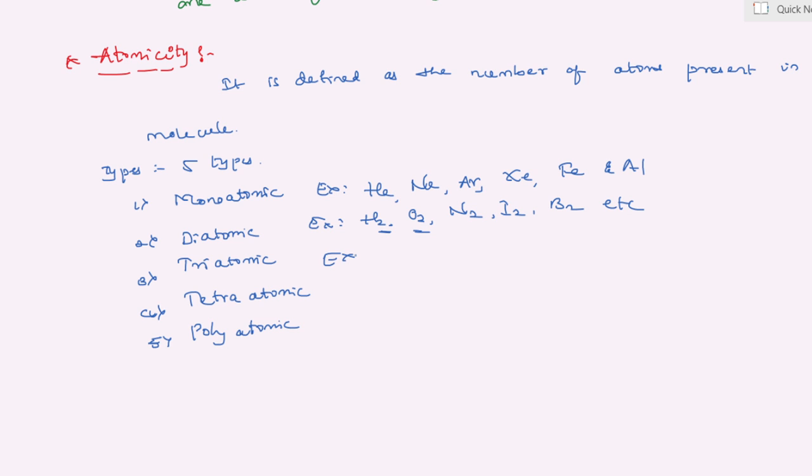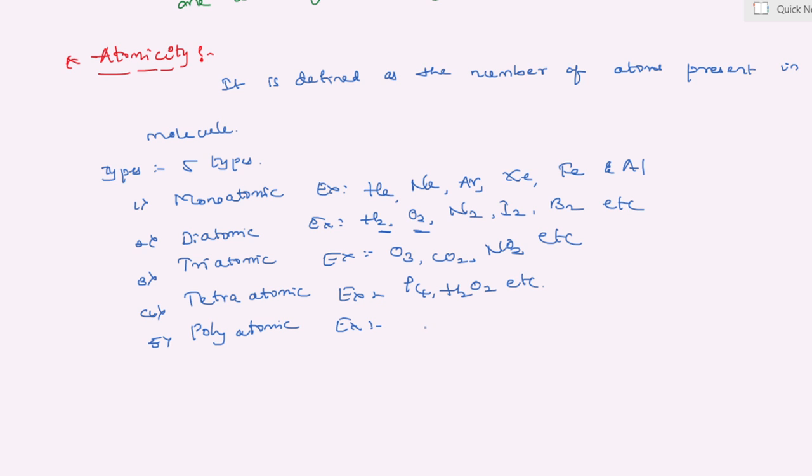Yes, third one is triatomic molecules: O3, CO2, NO2, etc. Yes, these are termed as what? Triatomic molecules. Yes, tetraatomic, it means fourth one, tetraatomic: P4, S2O2, etc. It is termed as what? Tetraatomic. And the last one is polyatomic.